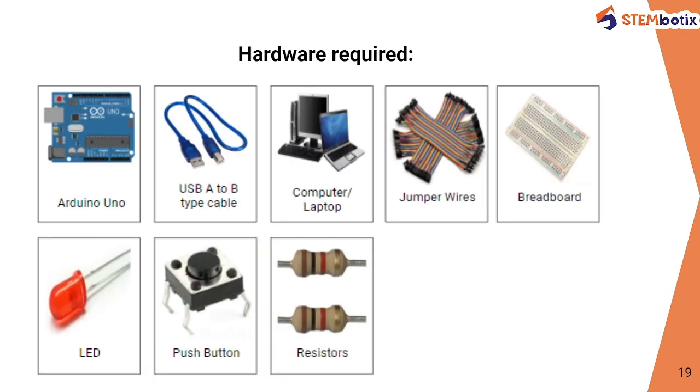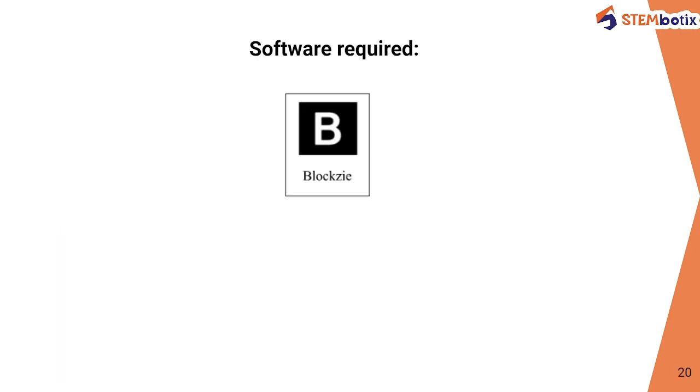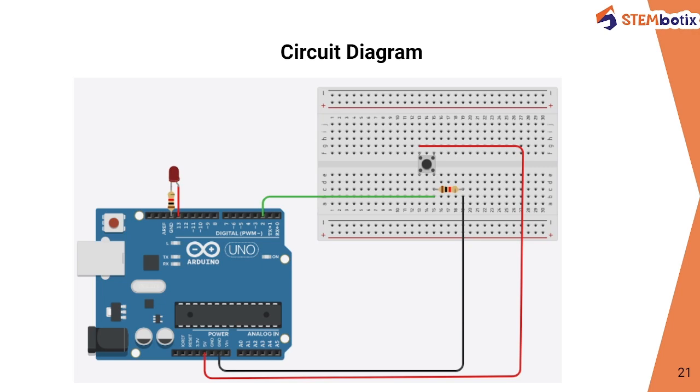The hardware required for this activity is an Arduino Uno board, one USB A to B type cable, a computer or laptop, a few jumper wires, one small breadboard, one single LED, one push button, and two resistors. The software required for this activity is Blockzie.